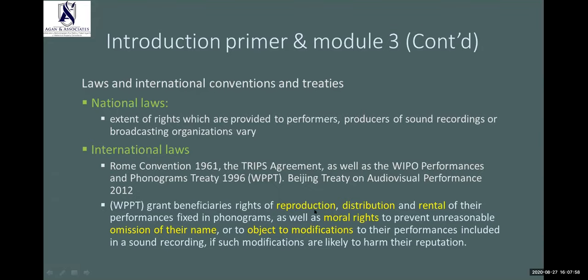The WPPT grants beneficiaries of related rights the rights of reproduction, distribution, and rental of performances fixed in phonograms, as well as moral rights to prevent the unauthorized or unreasonable omission of their name. Remember when we discussed what these moral rights are all about, attribution. Okay, so even the beneficiaries of related rights have been given these rights by the WPPT so that their paternity right is also protected, or the attribution is protected once they have reduced their performances in one way or the other.